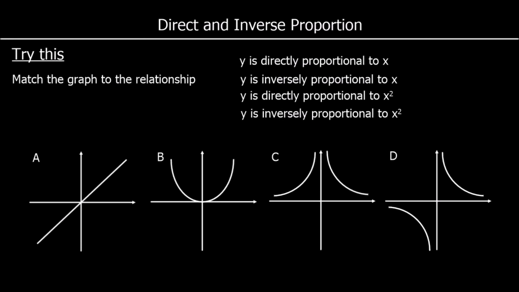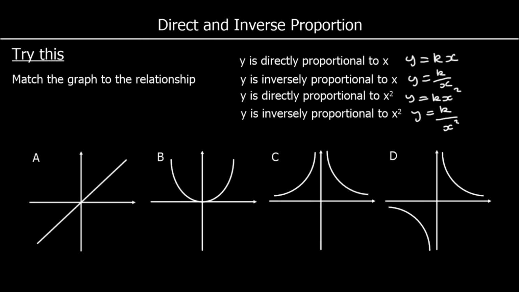And another question for you to try now. So match the graph to the relationship. So we have a directly proportional relationship means y equals k times x. Y is inversely proportional to x. That's y equals k divided by x. Y is directly proportional to x squared. Y equals k times x squared. And y is inversely proportional to x squared. That's y equals k divided by x squared.